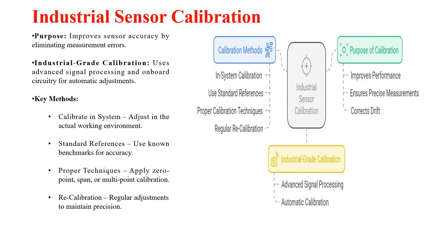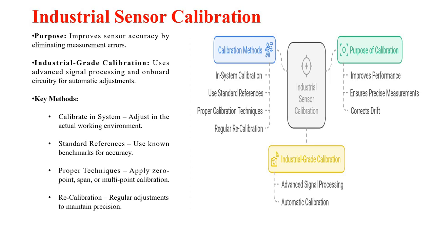Then coming to industrial sensor calibration, calibration is very important to ensure accuracy, reliability and consistency in industrial applications, and it involves adjusting the sensor's response to match the actual value, minimizing measurement errors.